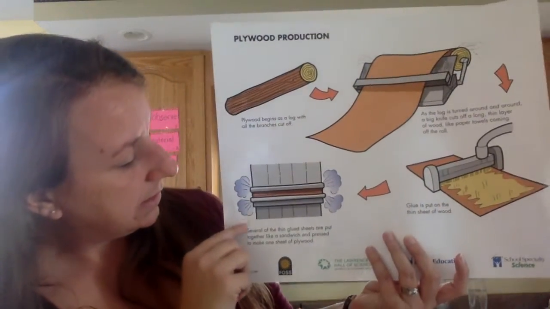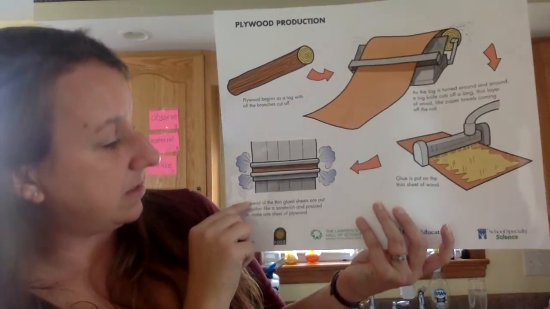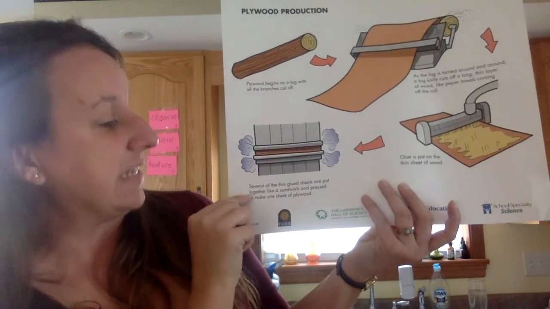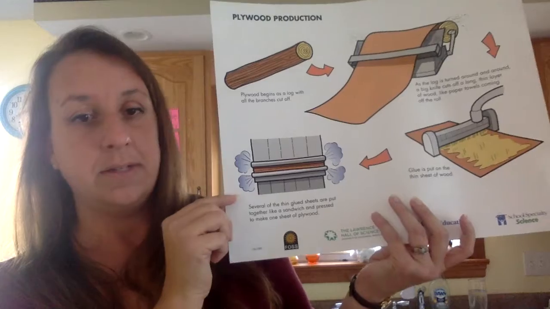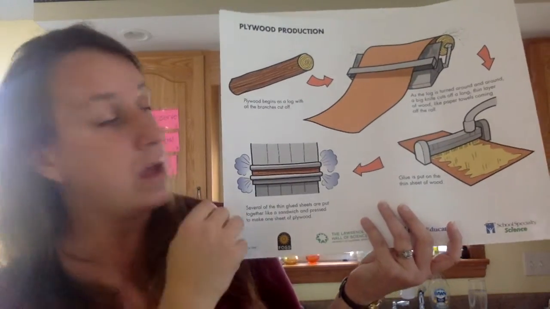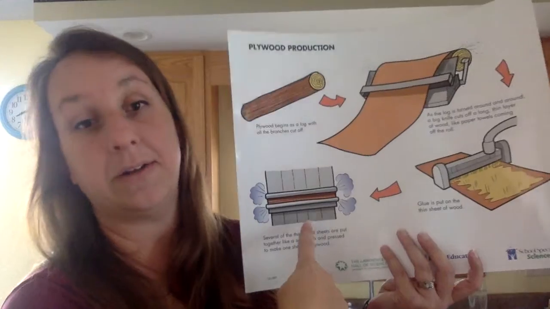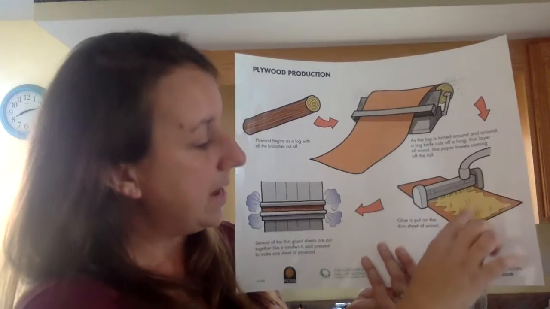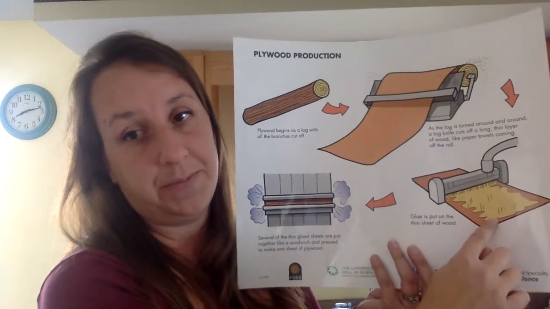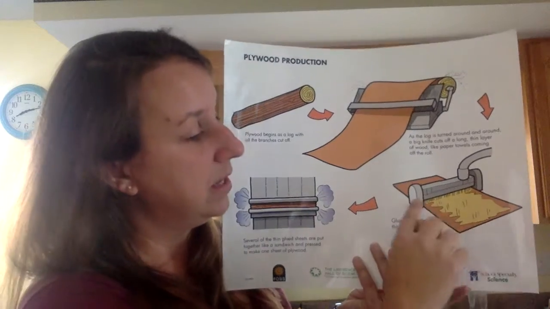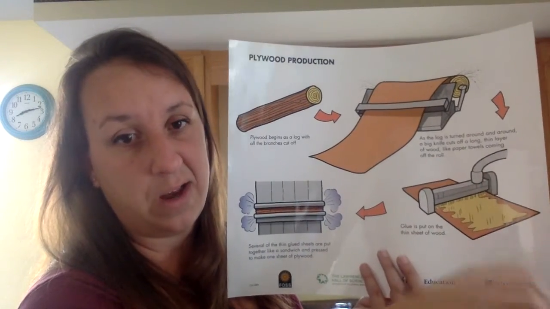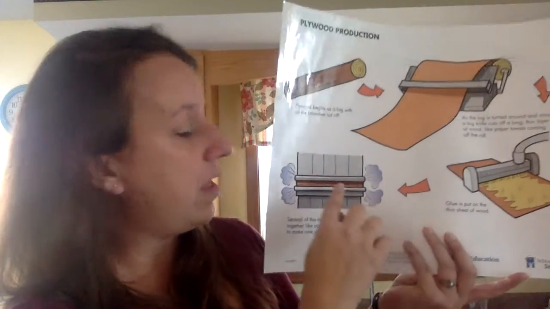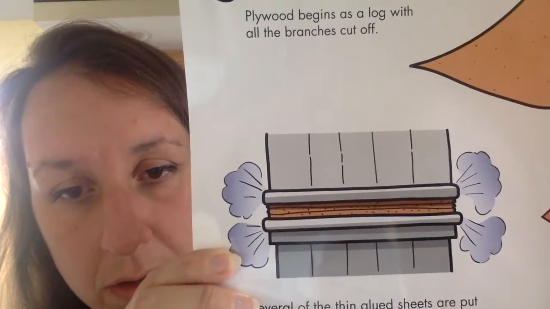Okay, next. Several of the thin sheets are glued together like a sandwich and pressed to make one piece of plywood. Oh, I skipped a step. I went from here to here, silly me. Okay, so it goes off the paper towel, comes down here, and then glue is put on the thin sheet. Okay, so it goes on like a conveyor belt. This machine here squirts some glue on it, right? And then all the sheets are glued together in a big plywood sandwich.